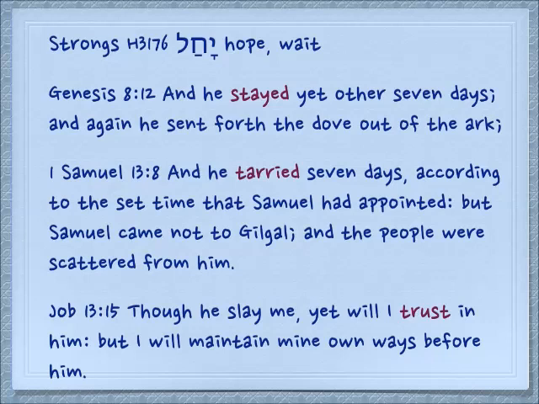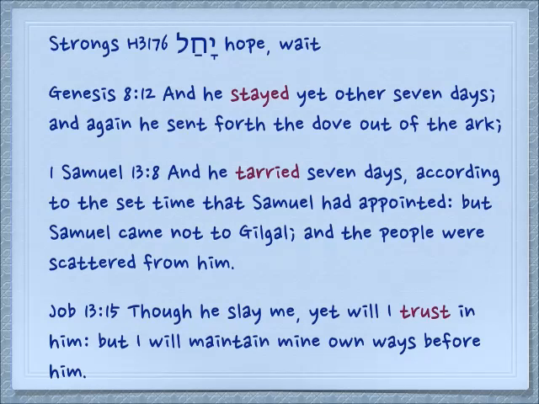Another root is yachal, which means to hope or wait. Genesis 8:12, and he stayed yet another 7 days, and again he sent forth the dove out of the ark. 1 Samuel 13:8, and he tarried 7 days, according to the set time that Samuel had appointed. But Samuel came not to Gilgal, and the people were scattered from him.